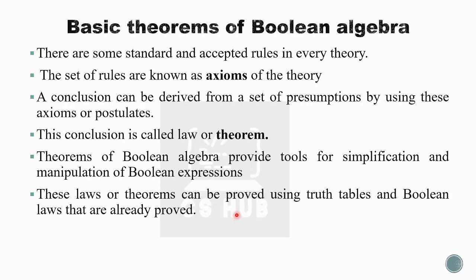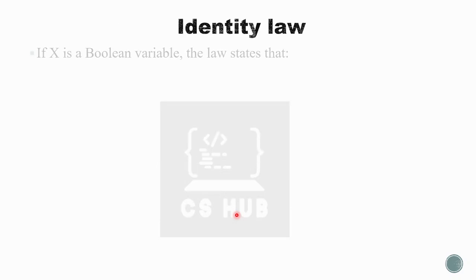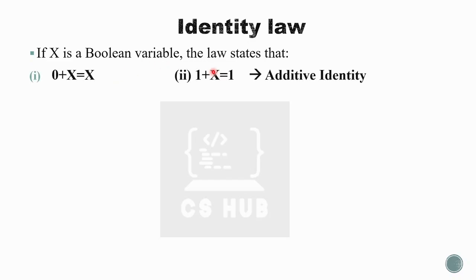We can use any method. We can either use the truth table or we can use the Boolean laws that are already proved. So the first theorem is known as theorem number one. It is the identity law. The identity law states, if x is a Boolean variable, that 0 plus x equal to x, 1 plus x equal to 1.